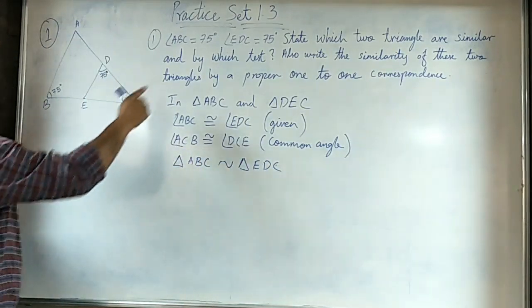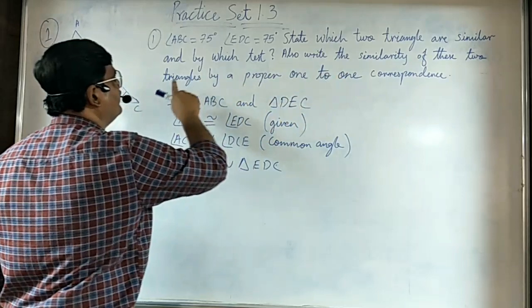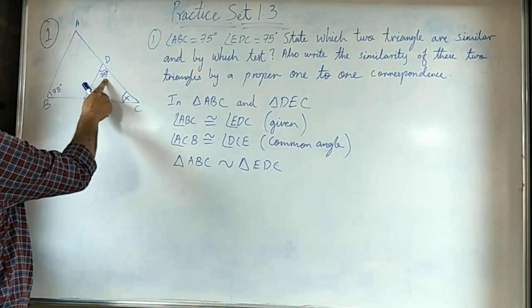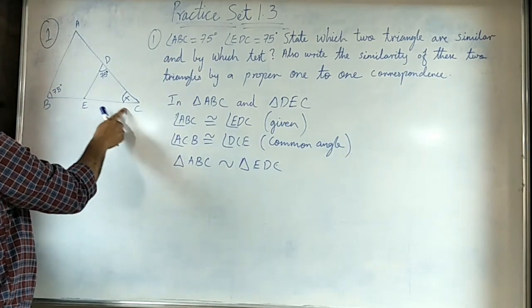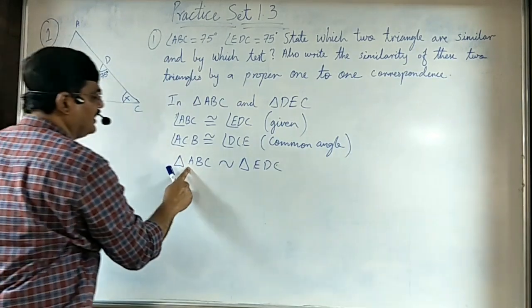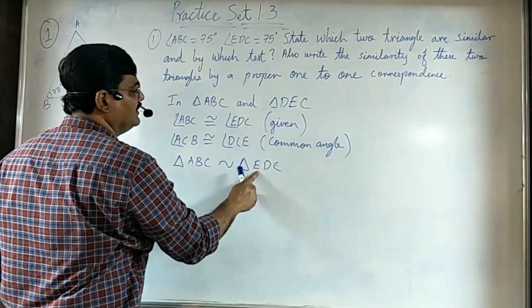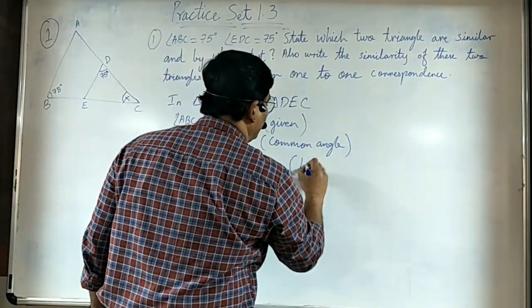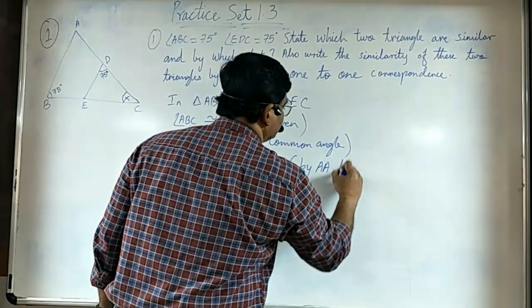So here, the second part they told us to write the triangles by a proper one-to-one correspondence. One-to-one means what? Angle B congruent to angle D, angle C congruent to angle C, therefore angle A will be congruent to angle E. So triangle ABC is similar to triangle EDC. I wrote it by one-to-one correspondence, and then you have to write here the test of similarity.